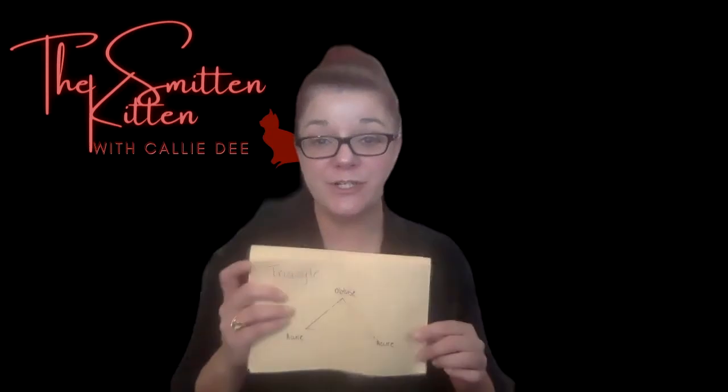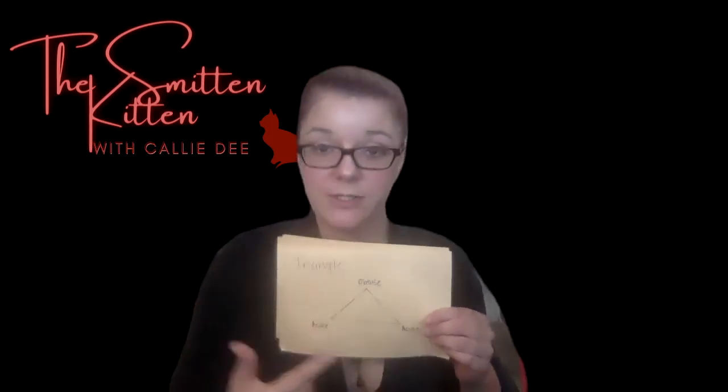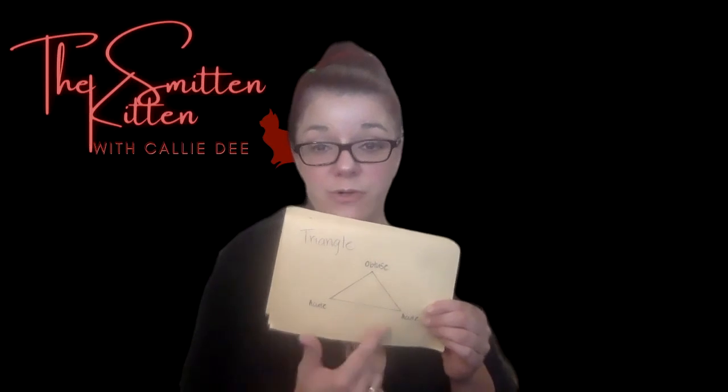But this is how it usually turns out. You got one person just taking all the degrees. All the degrees are up here with this obtuse one. And then you got two little cute ones. You're getting the shorter end of the stick.